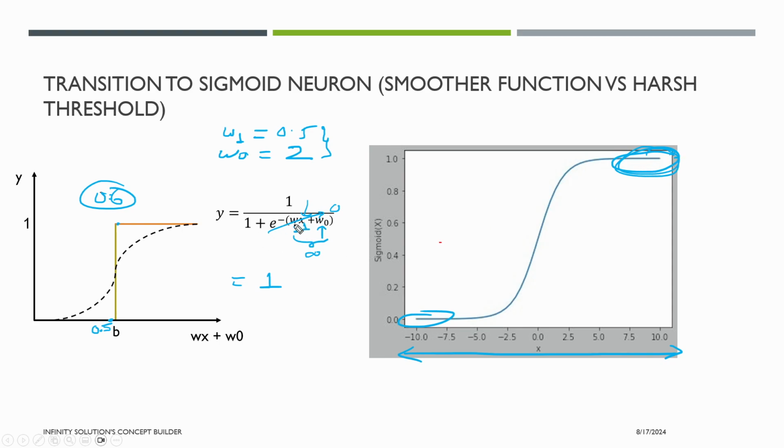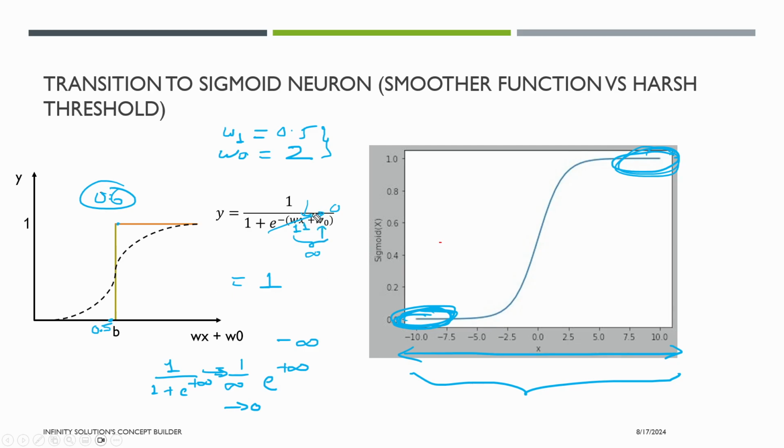And similarly, if this is on the negative side with very large magnitude, that is minus infinity, then it will tend to e power plus infinity. So if we plug in this function, 1 upon 1 plus e power plus infinity, which is 1 upon infinity, tends to 0. So you can see that on the left extreme we are getting 0, and on the right side we are getting 1. Here I am just plotting between minus 10 and 10, which we will see in our hands-on session, but in general it's lying between 0 and 1.